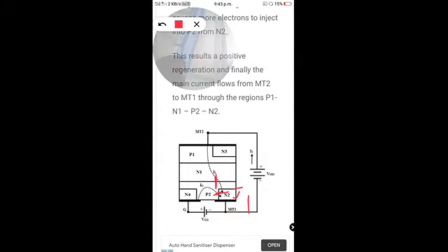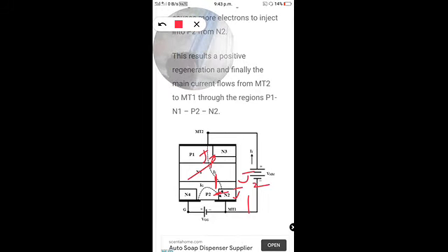And here is the junction J2. J2 is formed between N1 and P2. And the third junction is formed between N1 and P1. This is J3, junction J3.